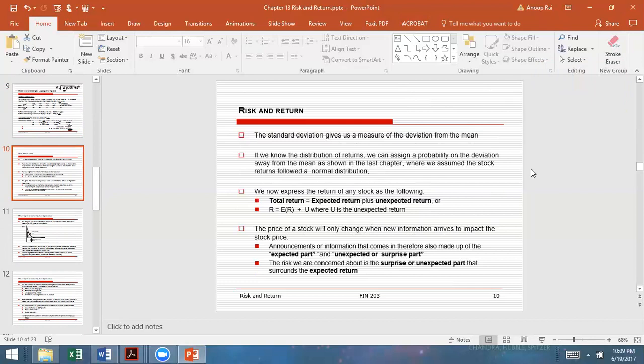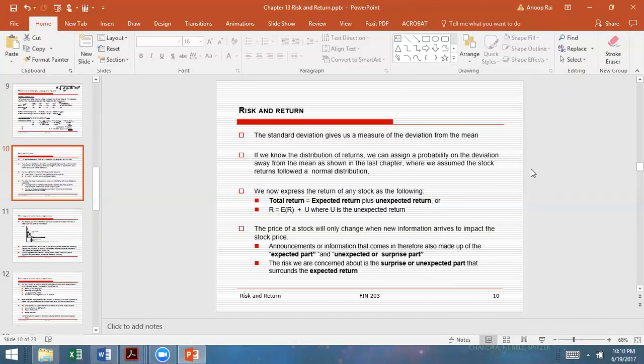Before we do that, we have to discuss exactly what we mean by risk. We said volatility, but in this chapter you're going to learn it's more than just volatility.